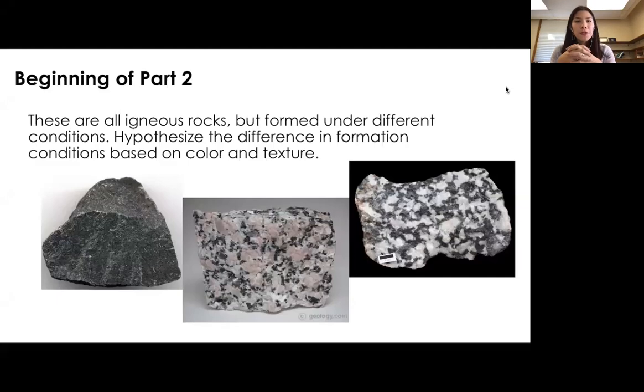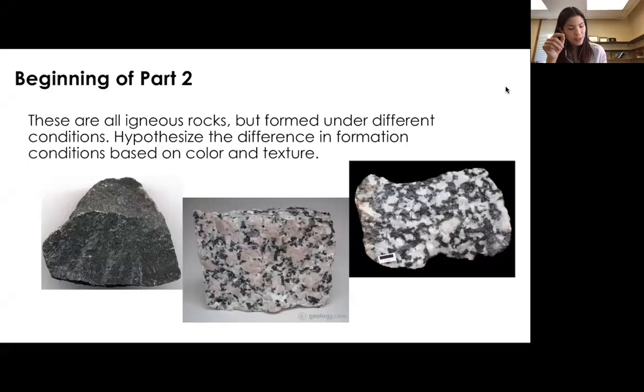All right, welcome to part 2 of Igneous Rocks. So at the beginning, I asked you this question. All of these are igneous rocks, however, they have very different colors and textures. So how can we use the color and texture to hypothesize the difference in formation conditions?